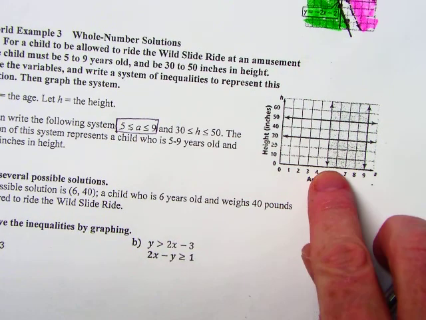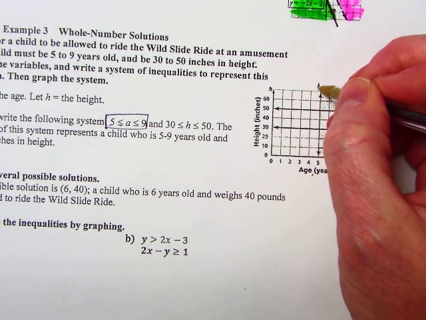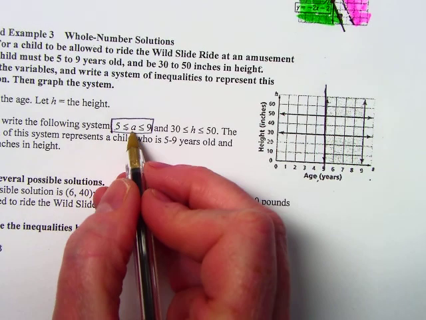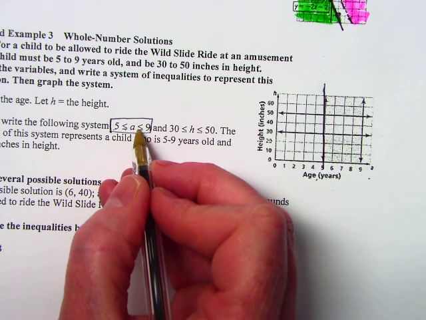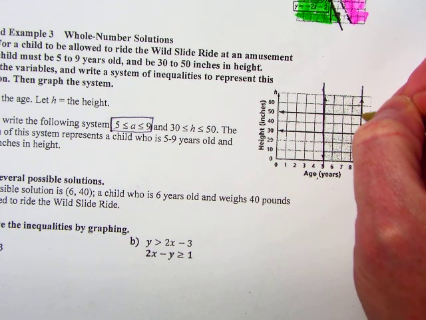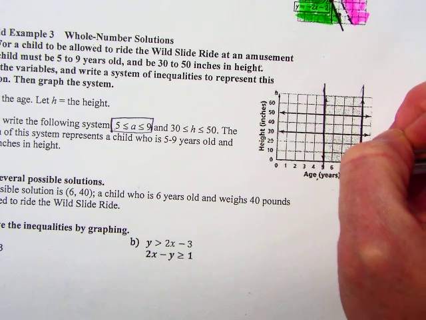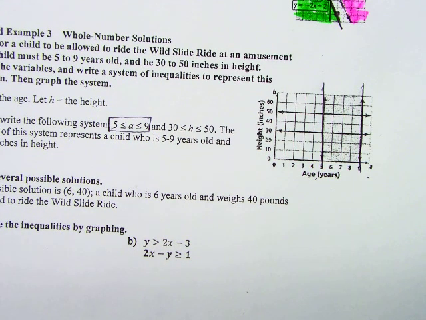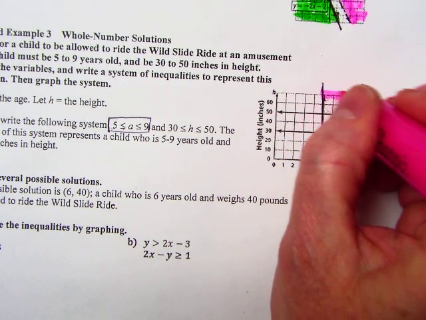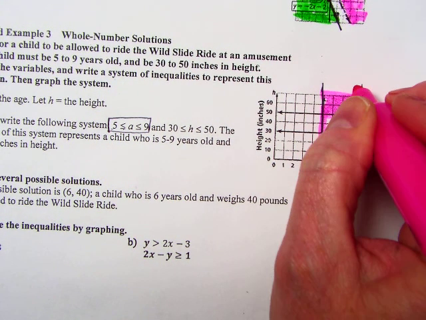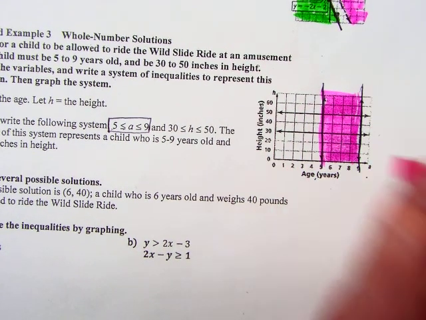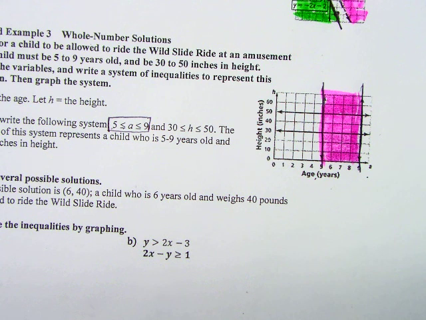So I'm going to come over here to the 5 and draw a solid line at age 5. And the age has to be less than or equal to 9. So I'd have another vertical line here at age 9. I'm going to shade in between those two lines, because anyone who falls into this category can ride the ride. Does that make sense now? Kind of when you see a little bit of it? Okay.